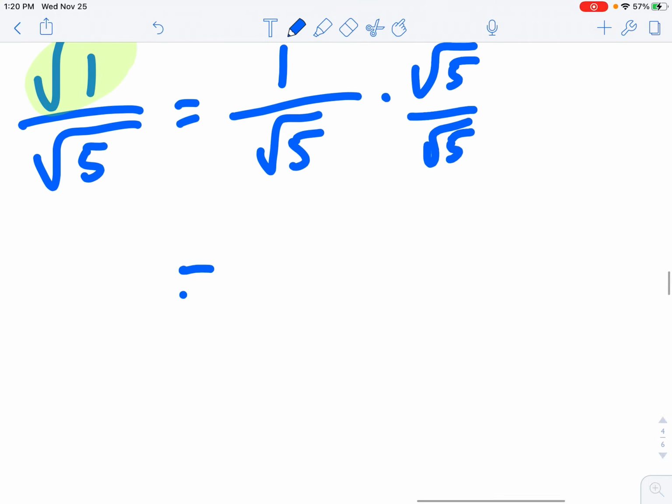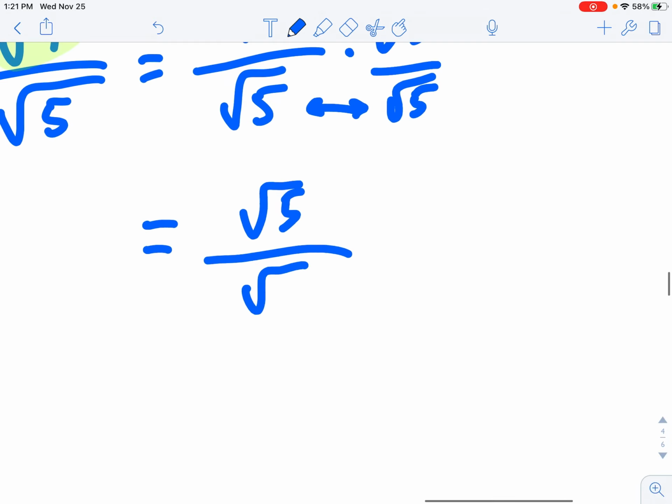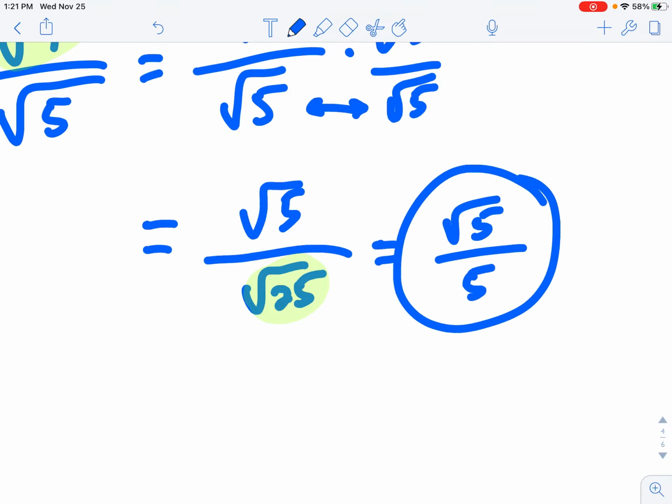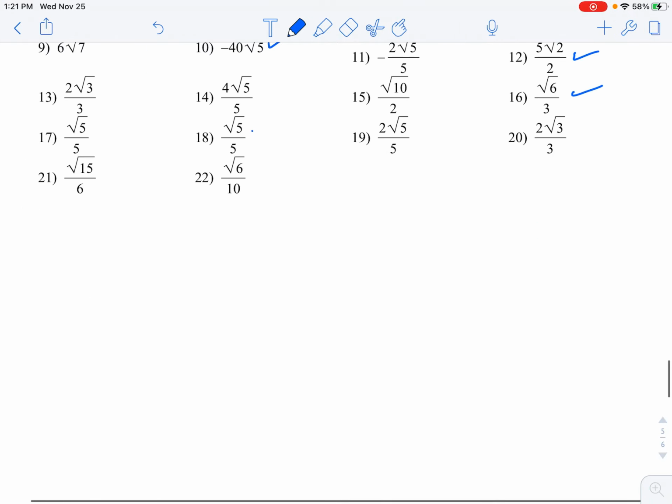Multiply by square root of 5 over square root of 5. Top times top is square root of 5. Bottom times bottom is square root of 25. And what's the square root of 25? You hear my dog in the background? Square root of 25 is 5. That is the answer to number 18. Radical 5 over 5.